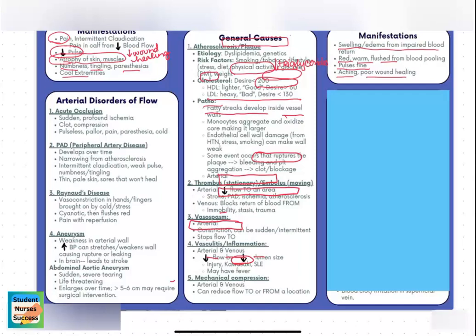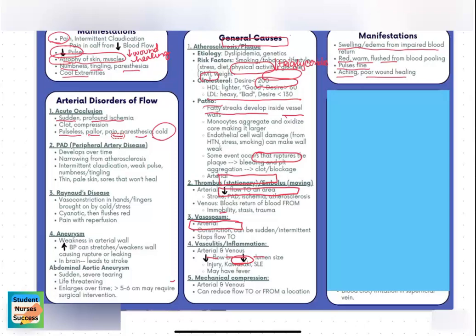The first of which is acute occlusion. Acute arterial occlusion will be sudden and be marked with profound ischemia, causing pulselessness, pallor, pain, paresthesia, and a very cold extremity. Acute arterial occlusion goes quickly and it is emergent. It can be from a sudden lodging of a clot or a development of a clot or a severe compression that decreases blood flow to an extremity.